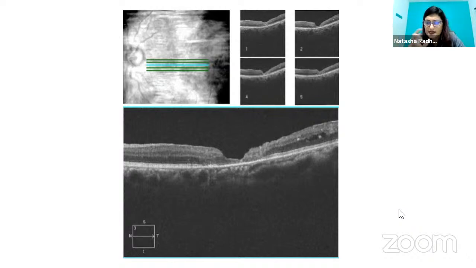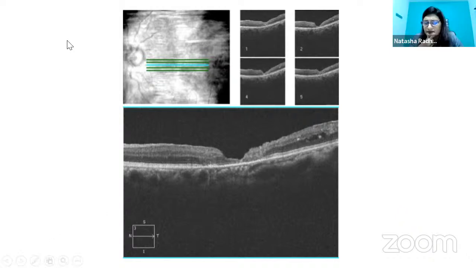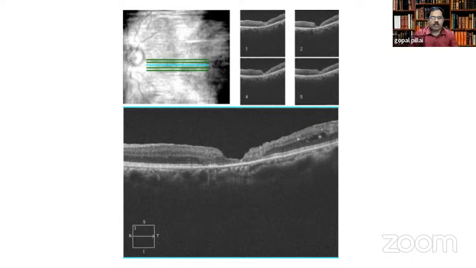How will you clinically suspect that the patient has macular telangiectasia? What will be the symptom? Metamorphopsia may be there, but more importantly than that, maybe scotoma with decreased acuity. What kind of scotoma? What will the patient complain of? Central scotoma.